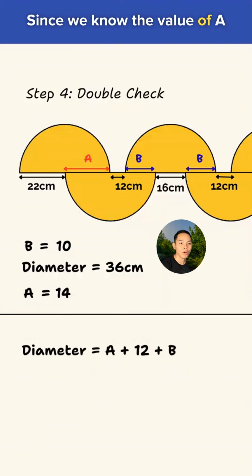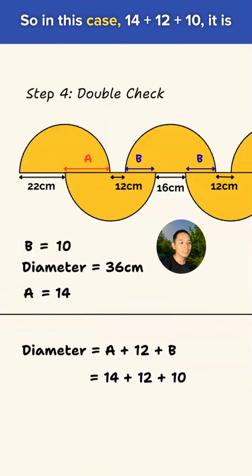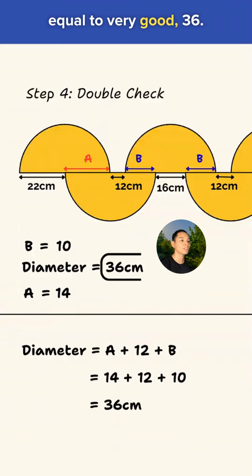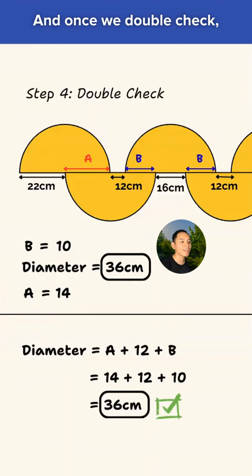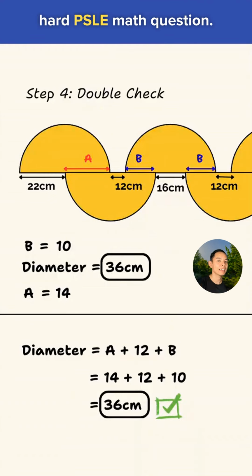Since we know the value of A, which is 14, we can double check whether the diameter is equal to 36. So in this case, 14 plus 12 plus 10 is equal to, very good, 36. And once we double check, that means this is correct. You can rest assured that this question, you got it in the bag. And that's how you solve this hard PSLE math question.